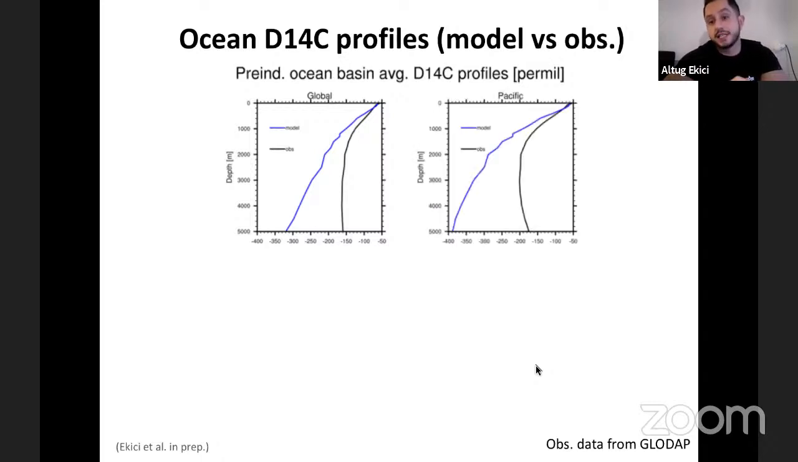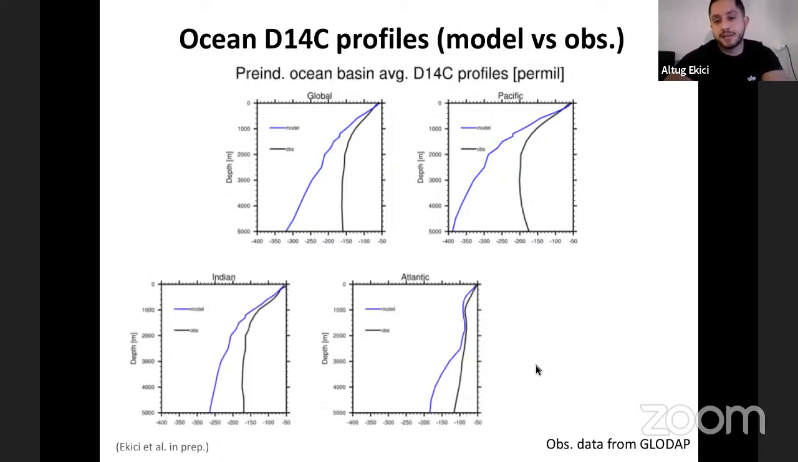And this is again more pronounced in the Pacific basin. We can see there's more than 200 per mil difference in the deep Pacific. But again, the surface and the first 300 or 500 meters are matching pretty well for radiocarbon. It's just that the deep ocean circulation is, I think, slower than reality, and the old waters are getting even older, and we're actually building up much more bias here.